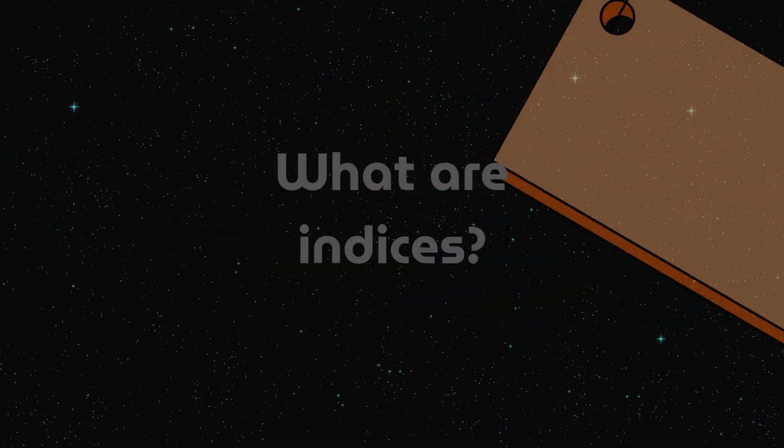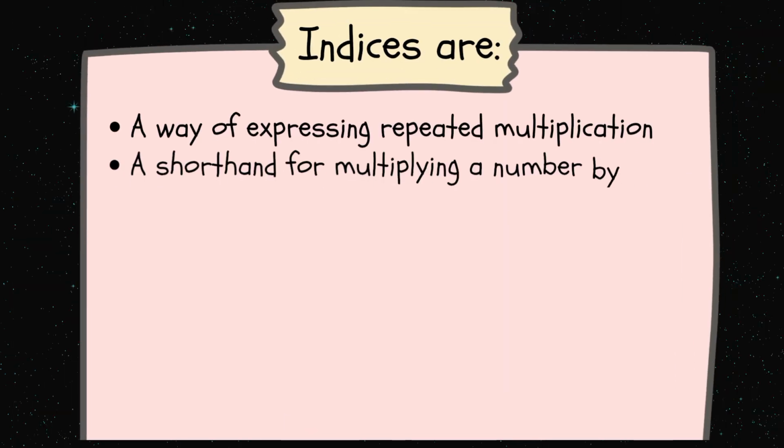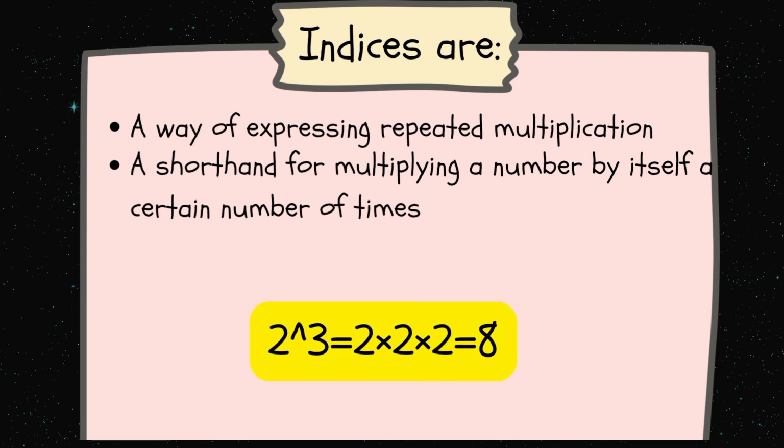So, what are indices? Indices are a way of expressing repeated multiplication. It is a shorthand for multiplying a number by itself a certain number of times. For example, we have an expression 2 cubed, where 2 is the base and 3 is the exponent. This means that we multiply 2 by itself 3 times.